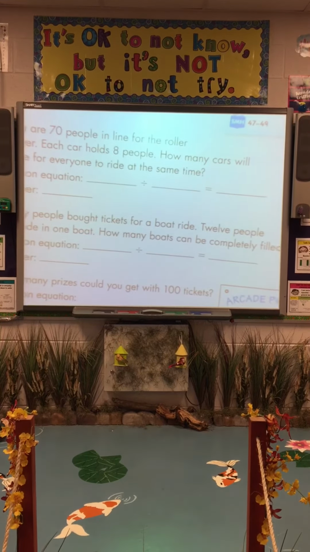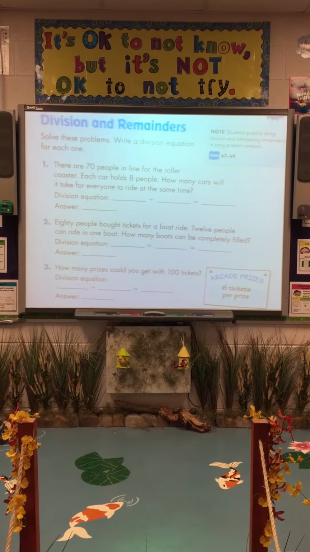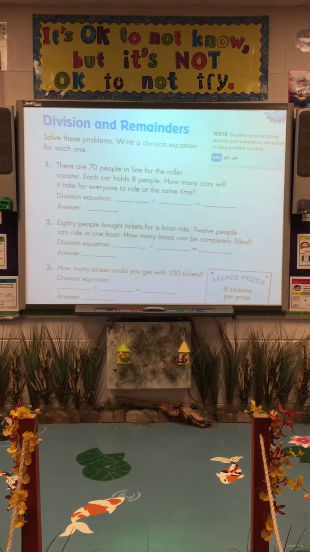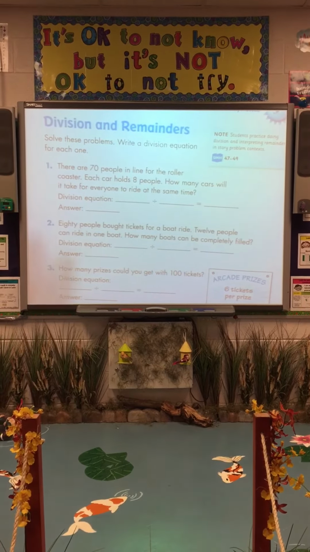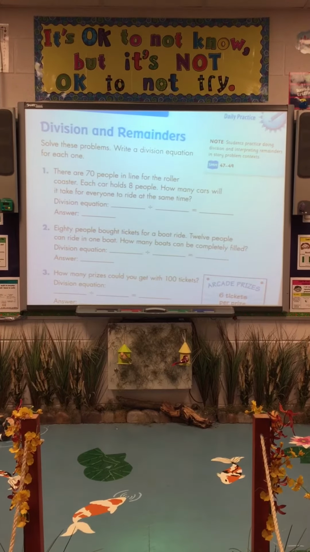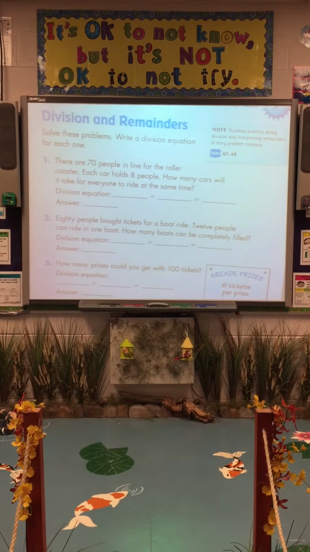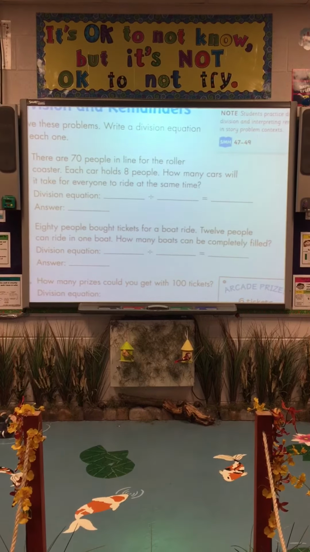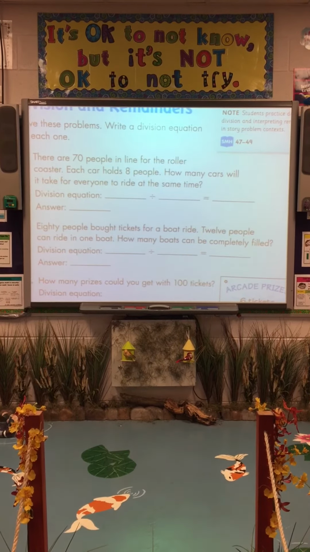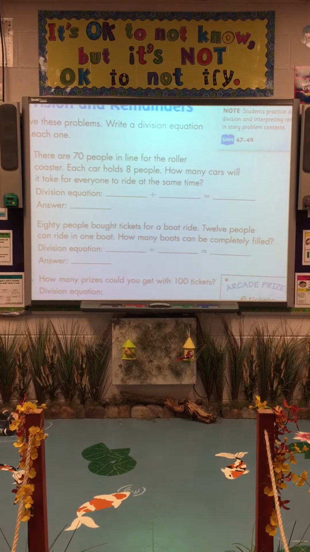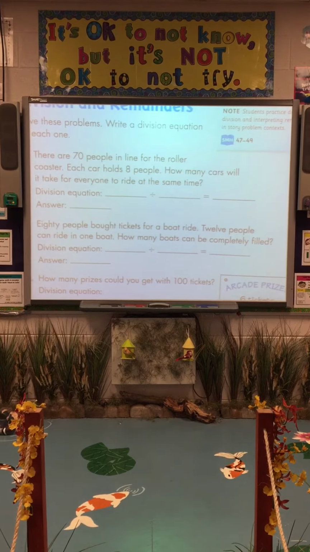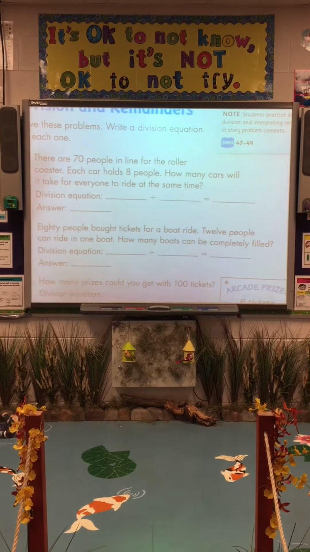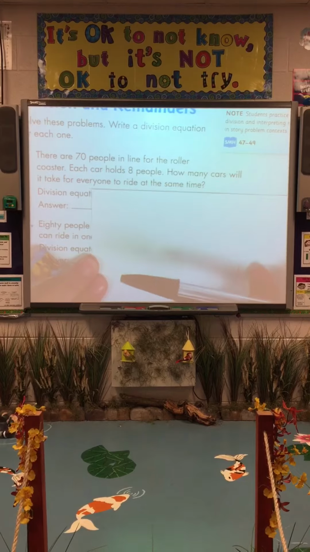Let me zoom out just a second. And this is division with remainders, and it's really important that they pay attention to remainders and what they mean. So I'm going to look at problem 1. It says there are 70 people in line for the roller coaster. Each car holds 8 people. How many cars will it take for everyone to ride at the same time? So the number we're breaking apart, my dividend, is 70. And 8 people can go in each car. So we're putting in groups of 8.